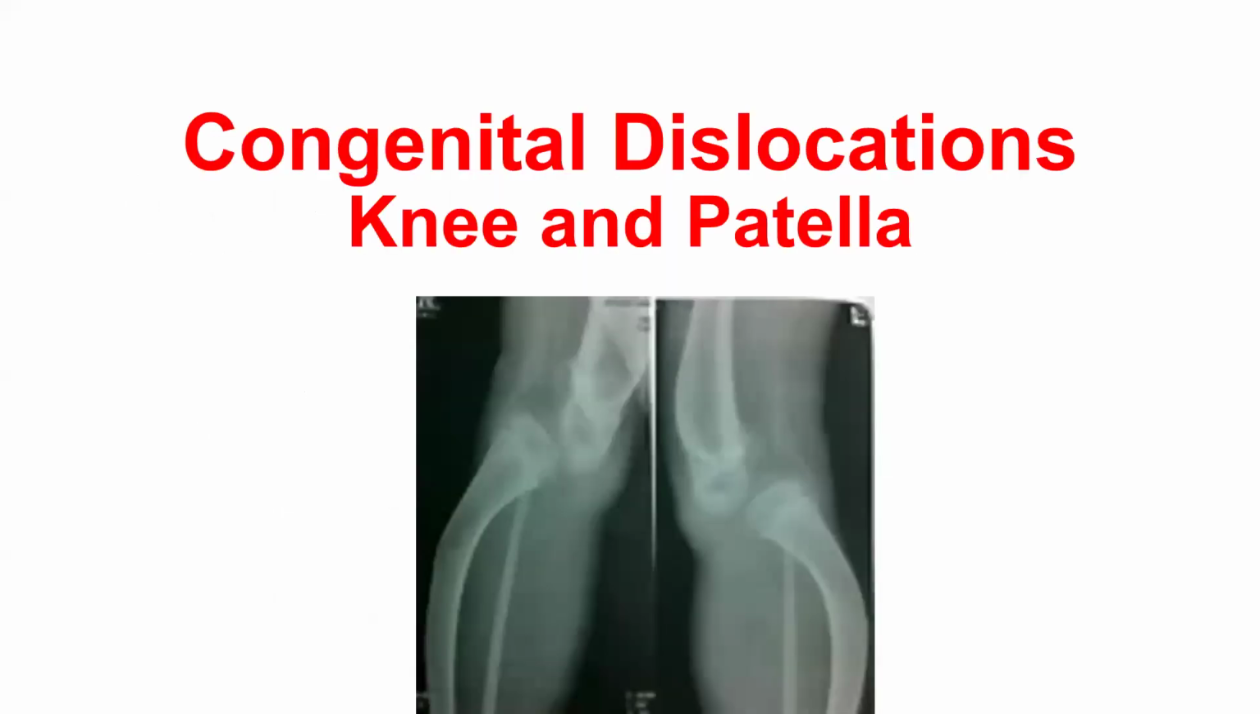So much for the hip. Now we're coming to congenital dislocations of the knee and patella.